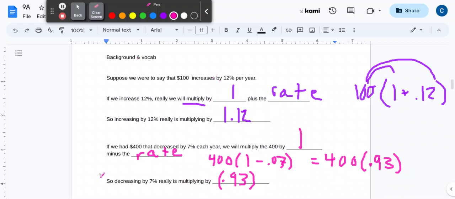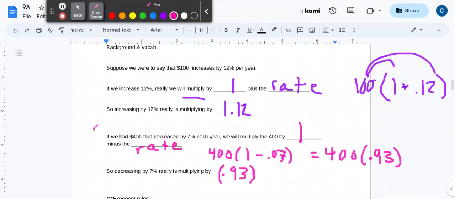All right, this is some background information I wanted to get out of the way, so we don't get confused. If we're increasing by a certain rate, we do 1 plus the rate and multiply by that number. If we're decreasing by a rate, we do 1 minus the rate and multiply by that number.